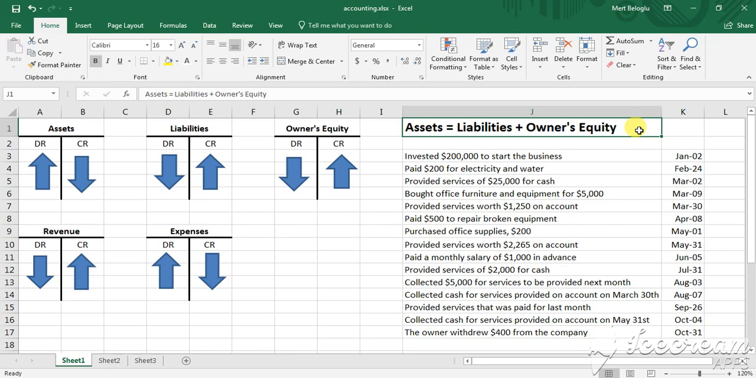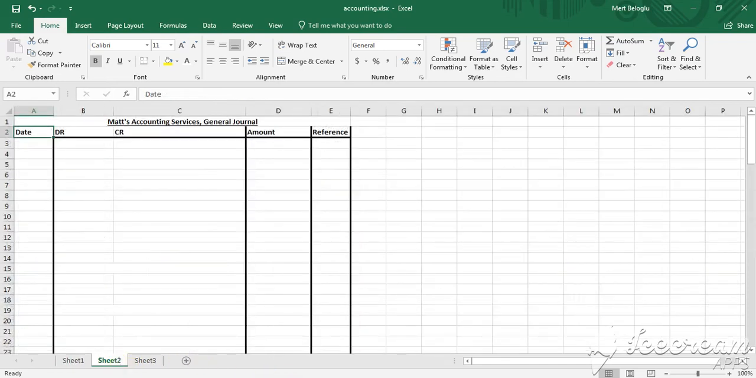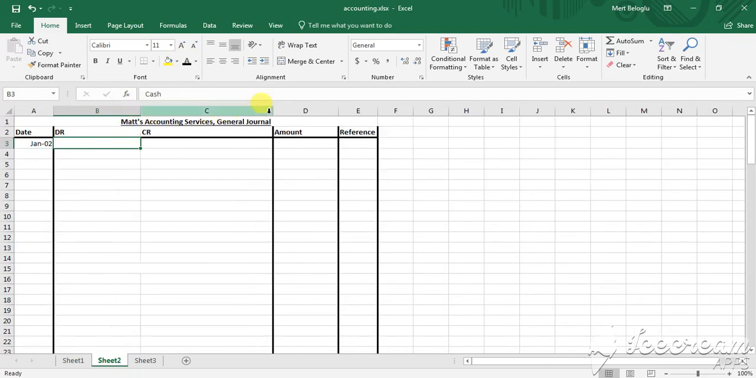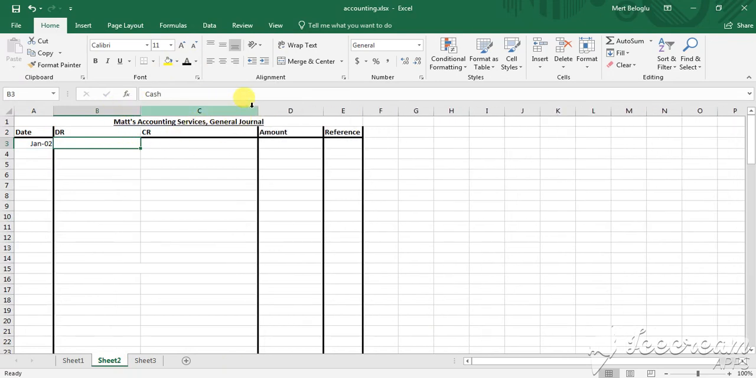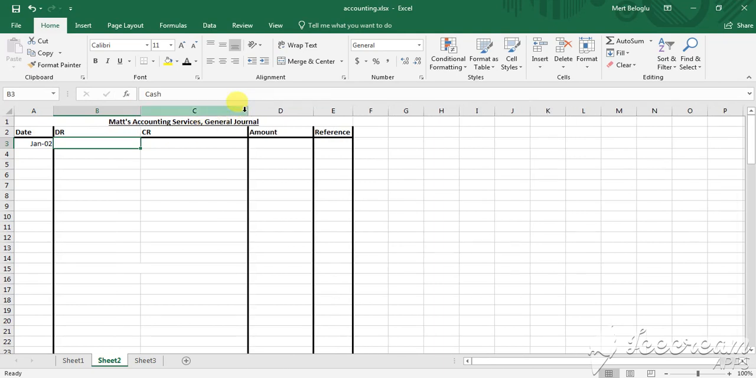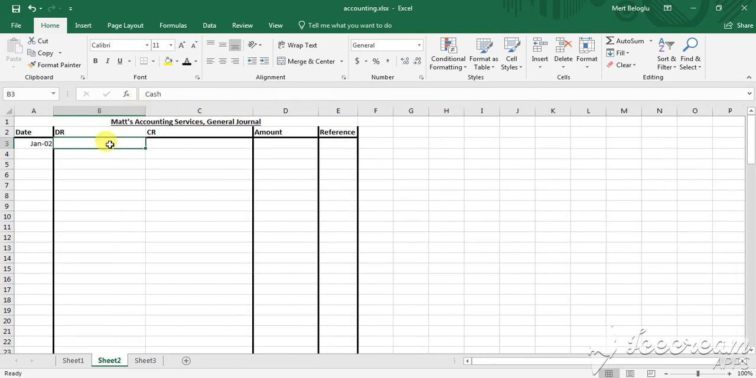Our first entry is investment of $200,000 to start the business. This entry takes place on January 2nd. So if you go back to our general journal template, we have January 2nd as our date. And let me just extend this a little. And we are investing $200,000 in cash.